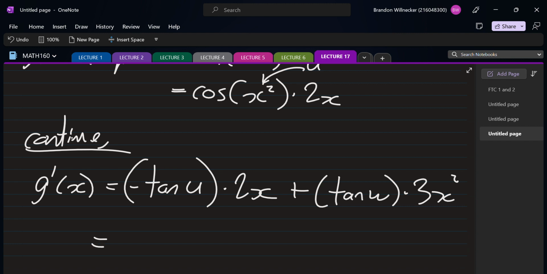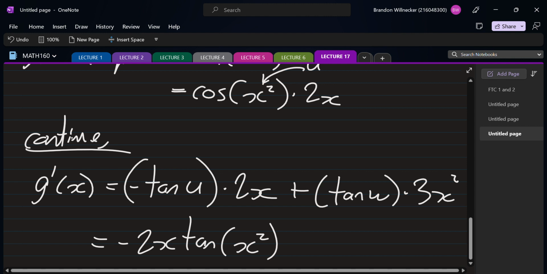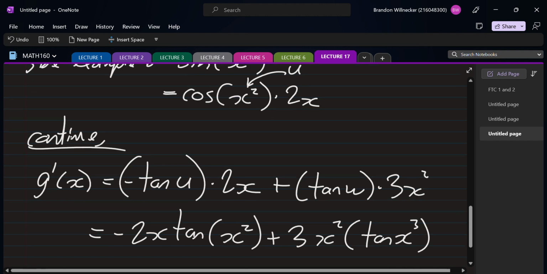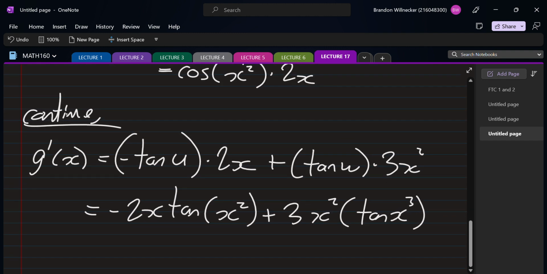But we can't leave it like that, because u and w we introduced, so we need to go back to x. So this will be minus 2x tan of x squared, plus 3x squared tan of x cubed. It's just writing it a bit neatly, with w being x cubed and u being x squared.